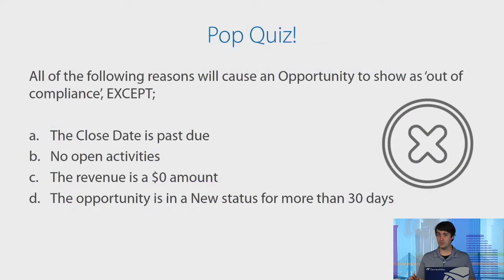All right, another pop quiz for you guys on Manage. All the following reasons will cause an opportunity to show as out of compliance, except for one. Is that going to be A, the close date is past due, B, there's no open activities, C, the revenue is a $0 amount, or D, the opportunity is in a new status for more than 30 days? Let me see what you guys think in that Q&A pod.